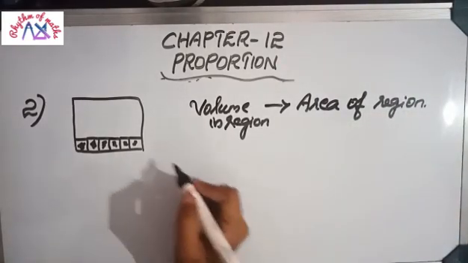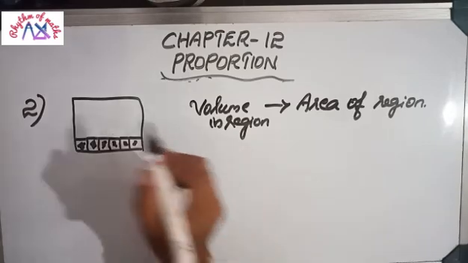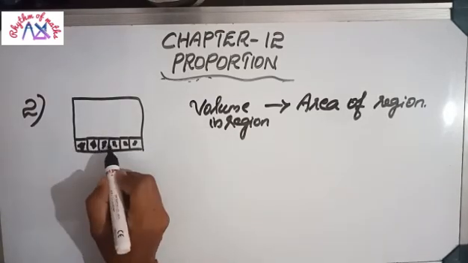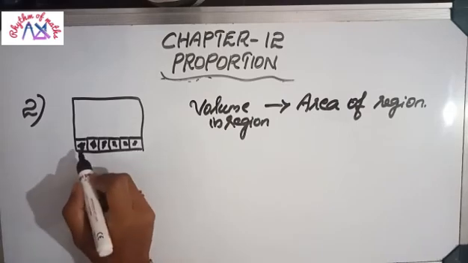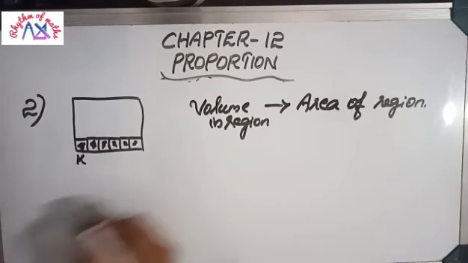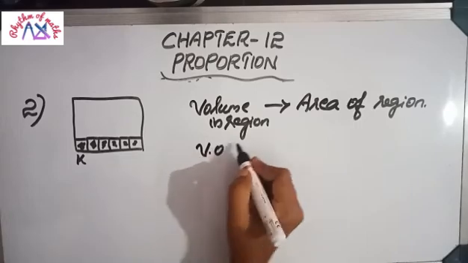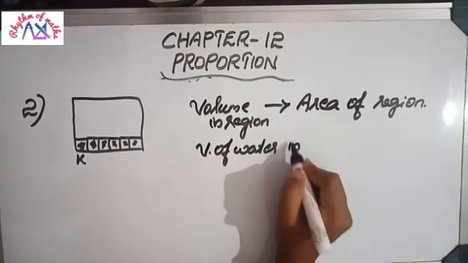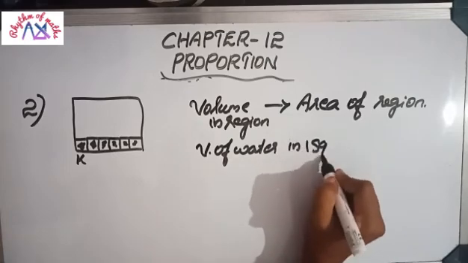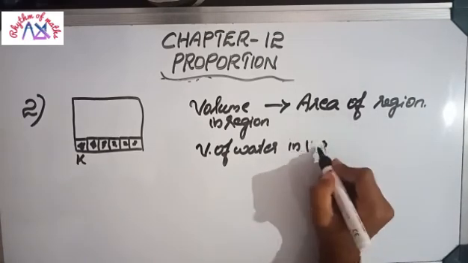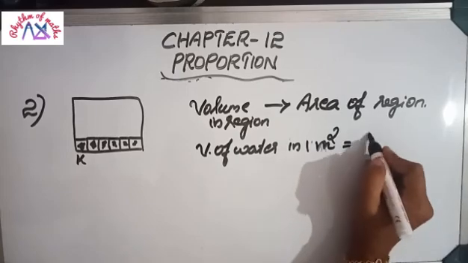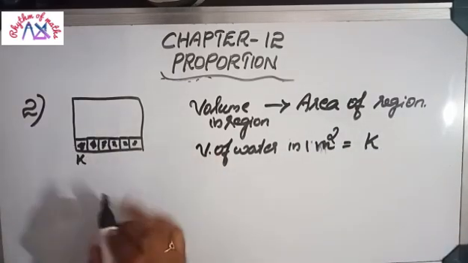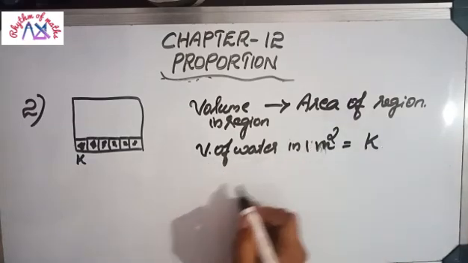So for that, let's consider the volume of water in 1 square meter. We know it is fixed. In each and every portion it is fixed. Let's consider that fixed quantity as K. So the volume of water in 1 meter square is K. Let's consider like this. Here K, here K, here K, like that.